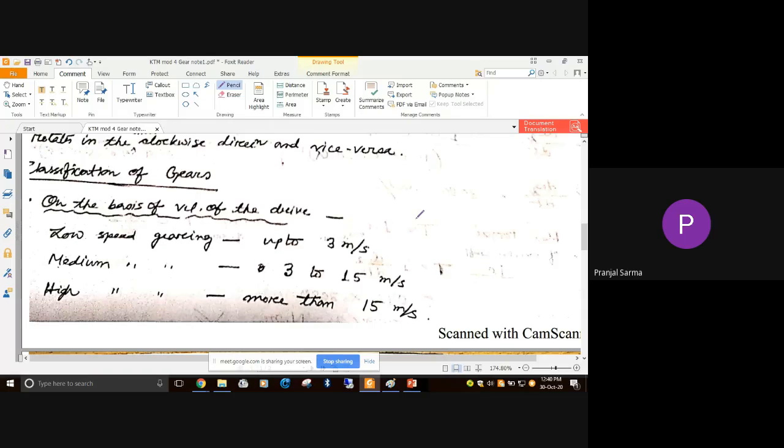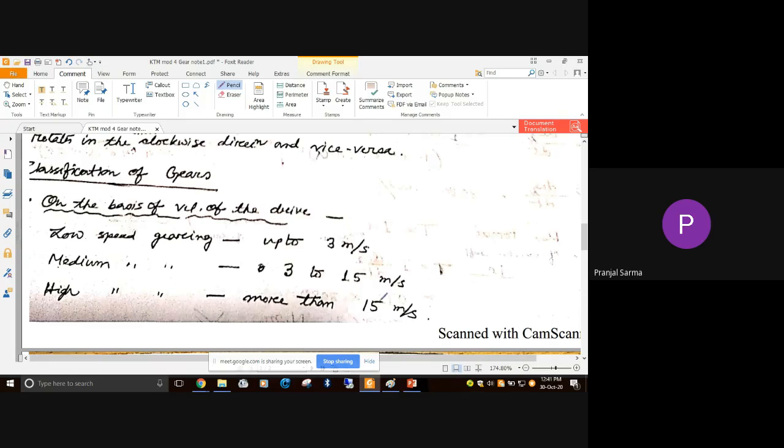Now some of the classifications we'll see. This classification of gears can be done in various ways. One of the classifications is on the basis of the velocity of the drive. On the basis of the velocity of the gear drive, we consider them as low speed gearing, medium speed, and high speed gearing. So what are the numerical values up to which we consider it low speed gearing, or whether we'll term it medium speed or high speed?